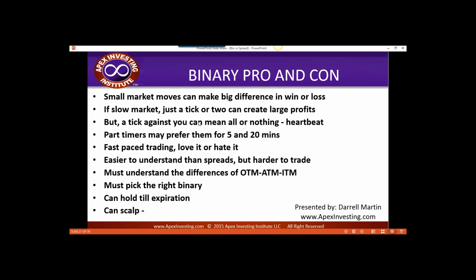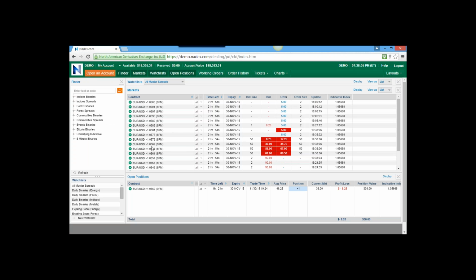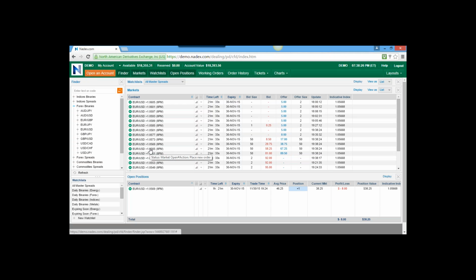But now, in the same breath, with a binary at expiration being all or nothing, it literally can come down to 1/10 of one tick. What do I mean by that? Well, let's look at another example. So you all understand that just a few ticks movement can make a big difference in value, right? Big difference. But let's look at something.